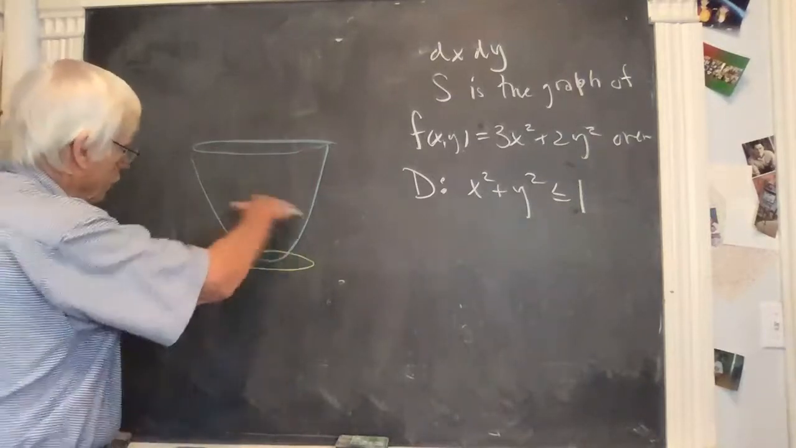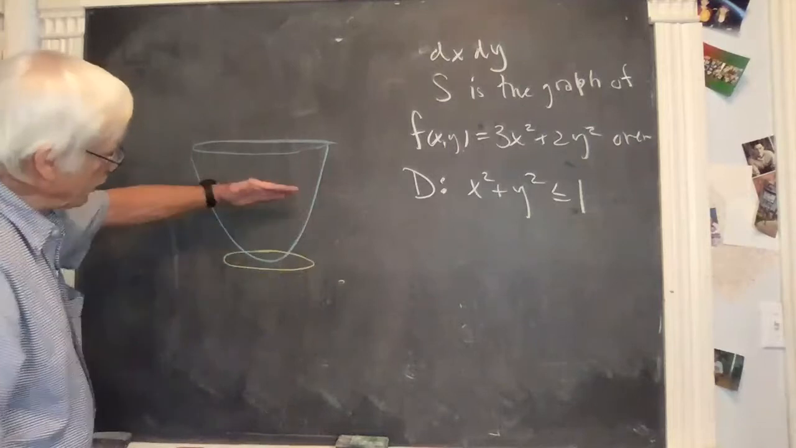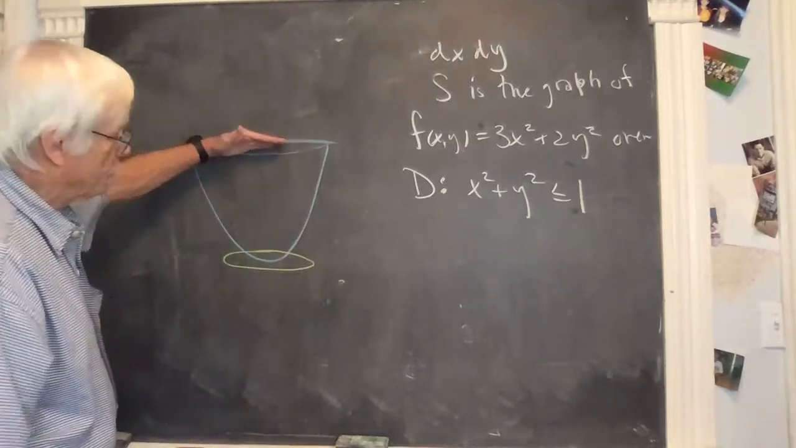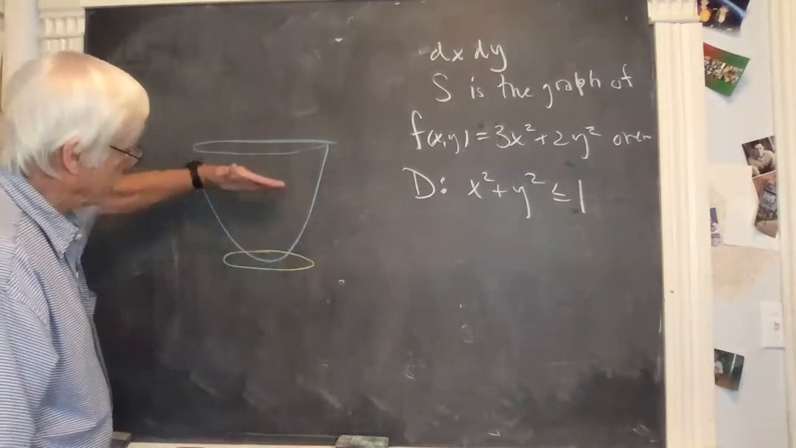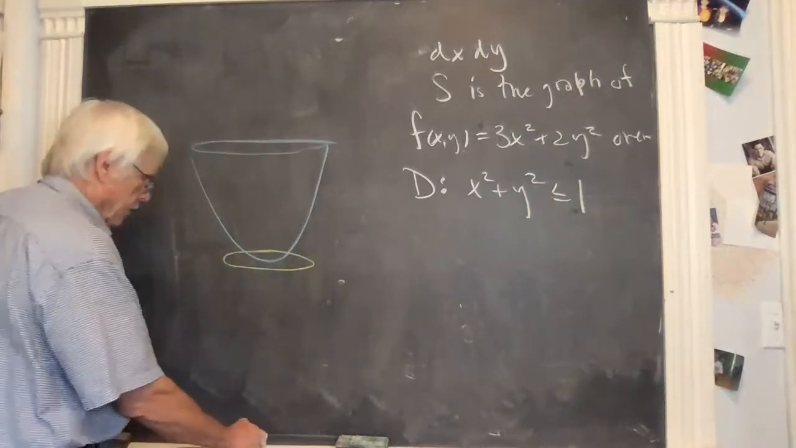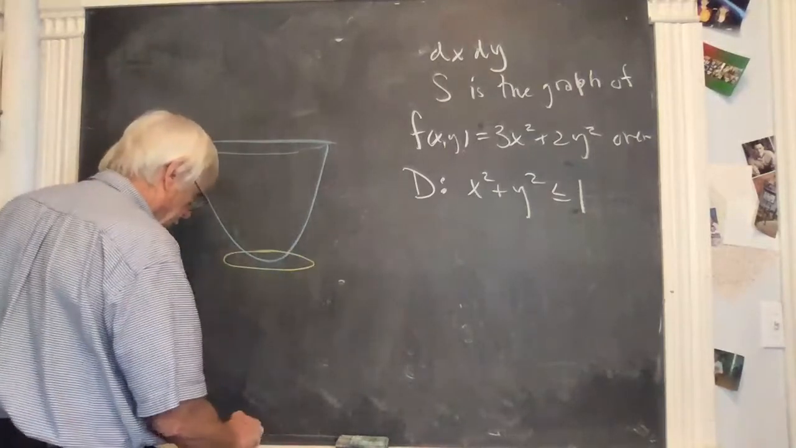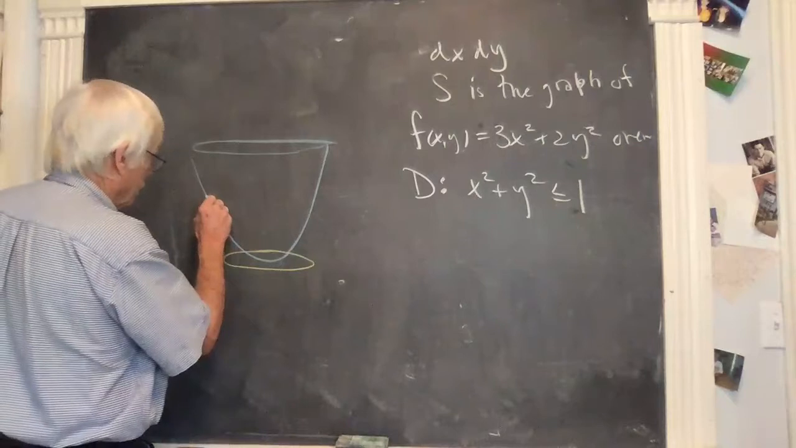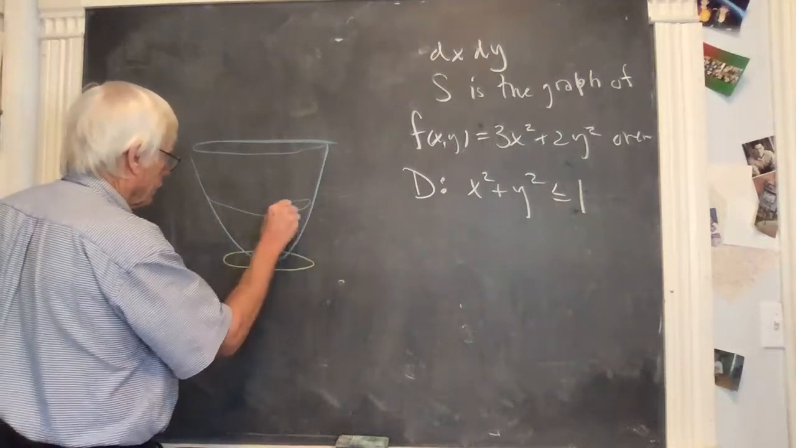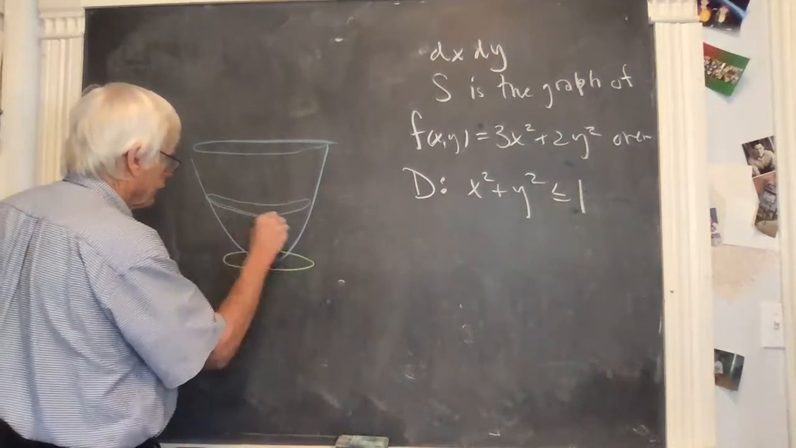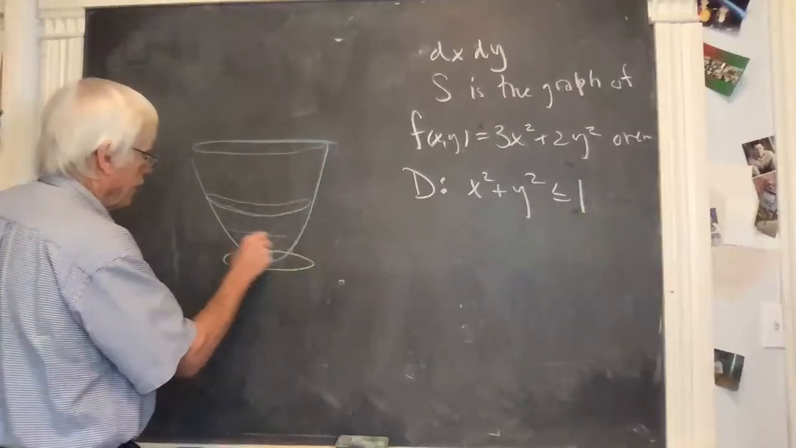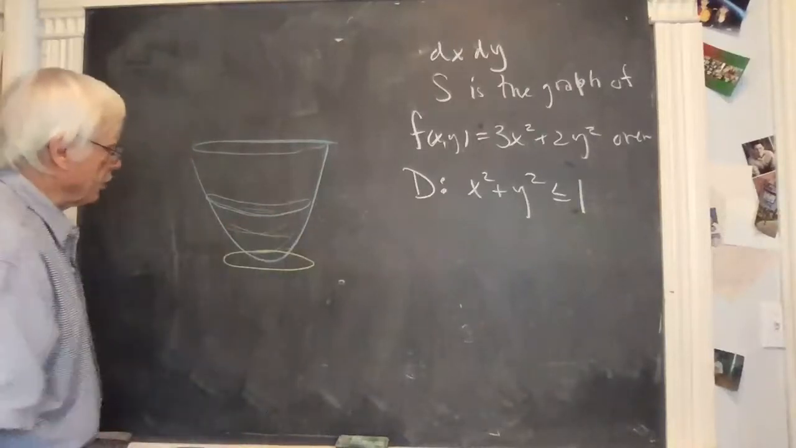Now you could say, well, you just cut it straight across. But if you cut it straight across, then you would get this ellipse. And this is a circle, not an ellipse. So if you look at the actual piece, it will look something like this. And we want the surface area of that little piece down there.